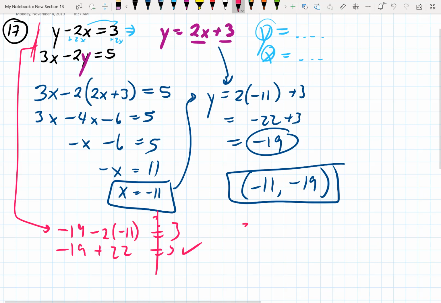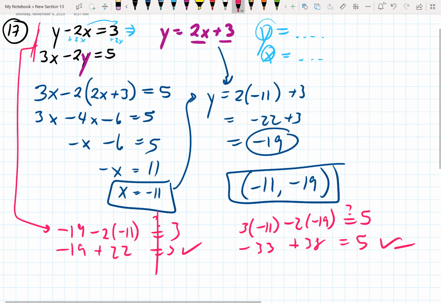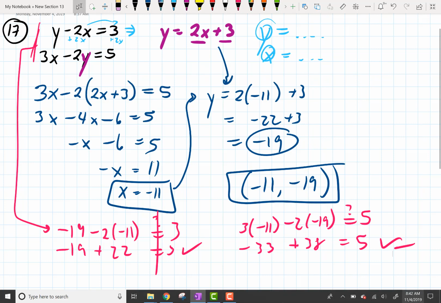Has to work in the second guy too, so we'll do 3 times -11 minus 2 times -19. Hopefully that equals 5. So that's -33 plus 38. Yeah, that equals 5. So it works in both. And we did it.